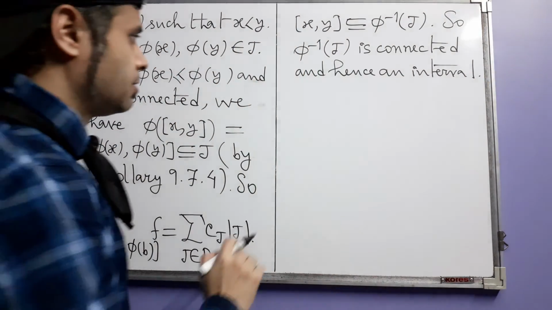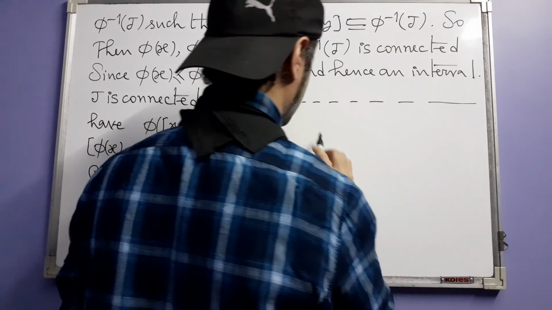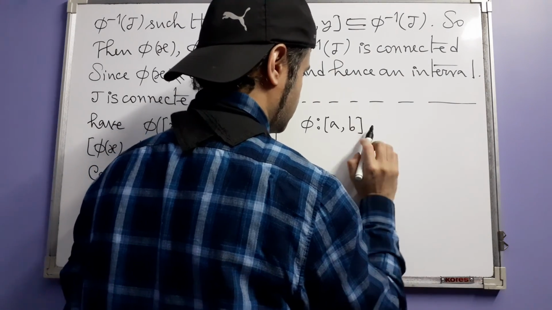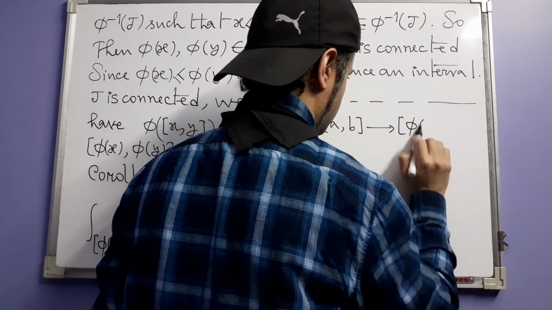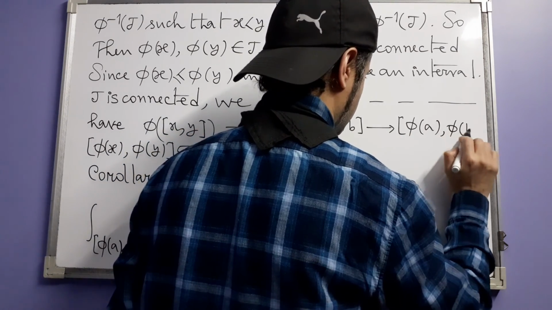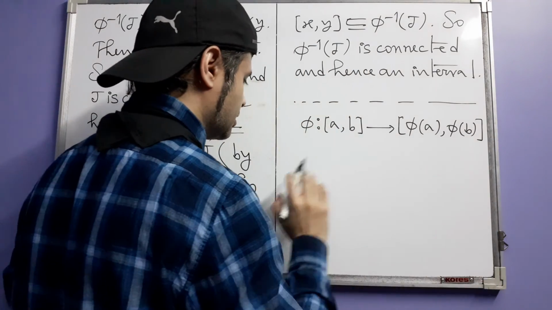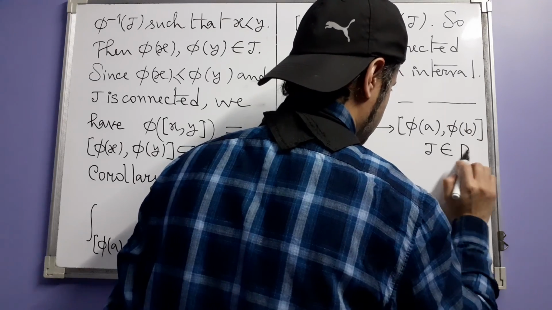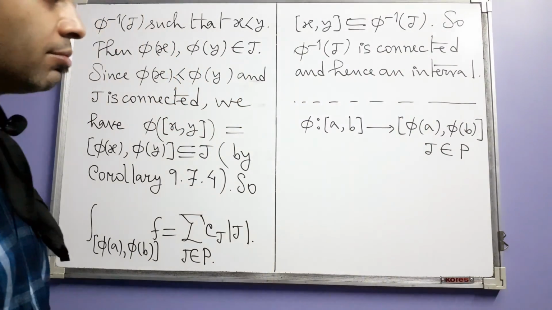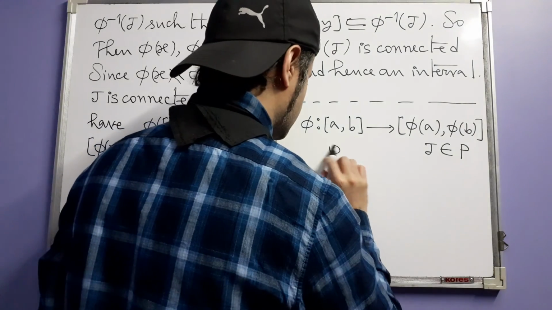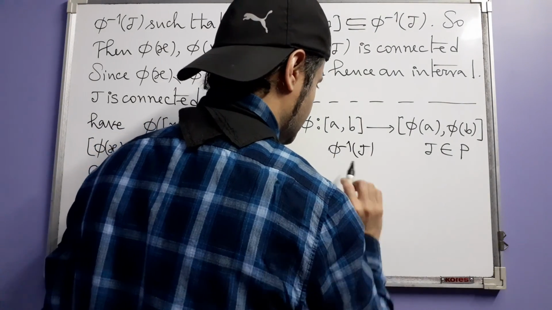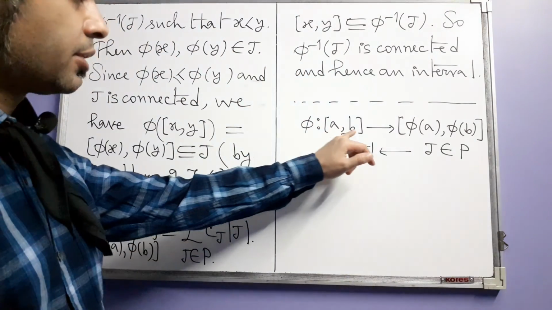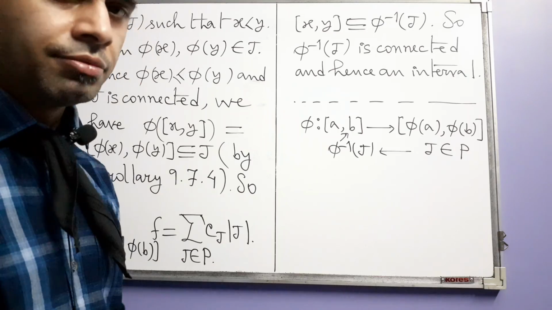So we now again go back to that little diagram. Yeah, I should not have wiped it out, but anyway. So you have j here, which is coming from P and which is some subinterval there, and you have found that phi inverse of j is, of course, a subset of this, but it's also an interval.